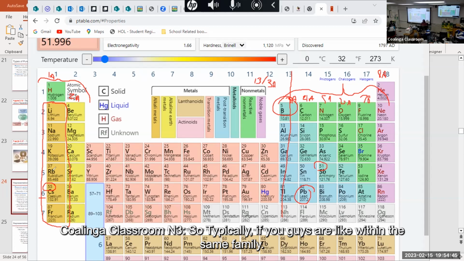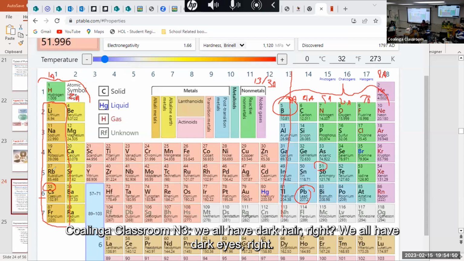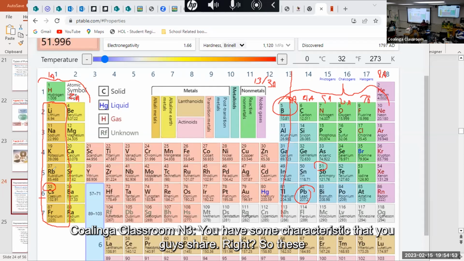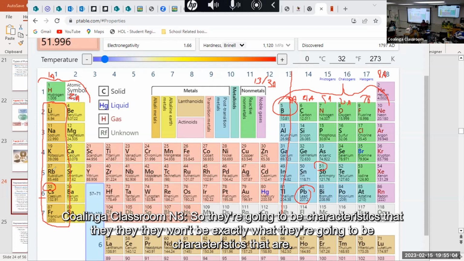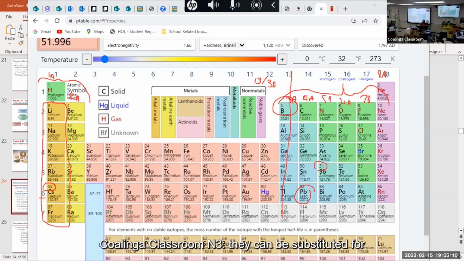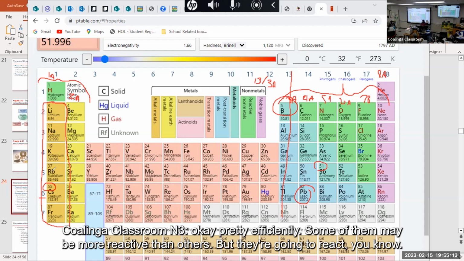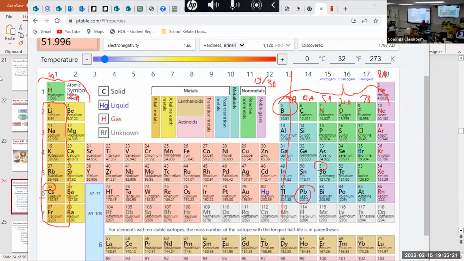So typically, if you're within the same family, we all have dark hair, right? We all have dark eyes, right? You have some characteristic that you share. So these elements that are in the same groups are going to have similar characteristics, okay? They won't be exactly alike, but they're going to have characteristics that are alike. They can be substituted for each other sometimes, pretty efficiently. Some of them may be more reactive than others, but they're going to react.